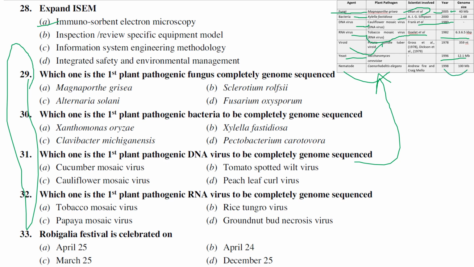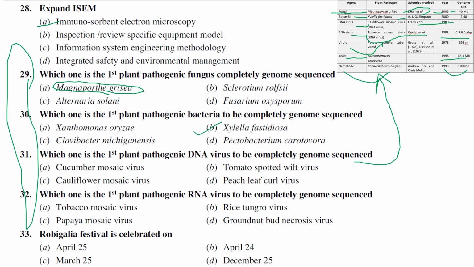Now the question we will see: what is the first plant pathogenic fungus to be completely genome sequenced? Pyricularia oryzae, the teleomorph is Magnaporthe grisea, sequenced by Dean et al. Next one, rice blast generally. Which one is the first plant pathogenic bacterium to be completely genome sequenced? Plant pathogenic bacteria means Xylella fastidiosa.